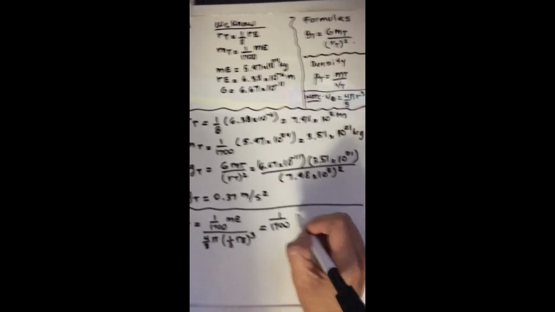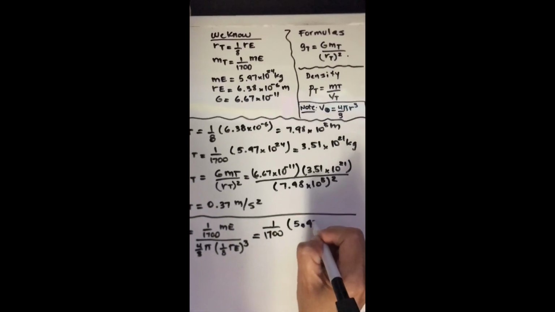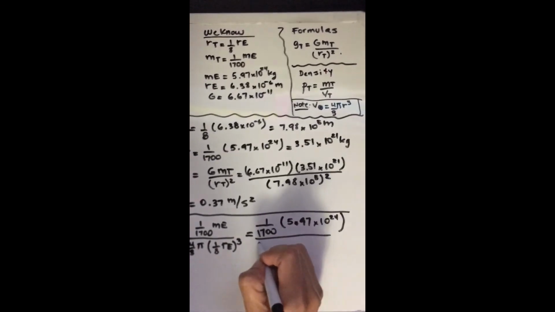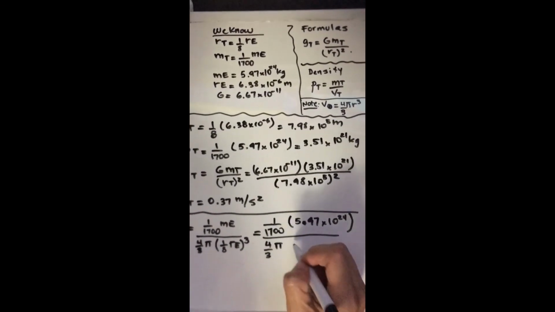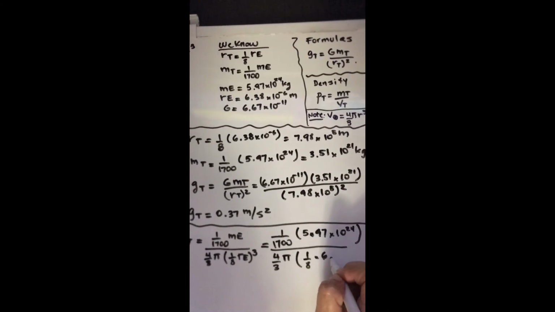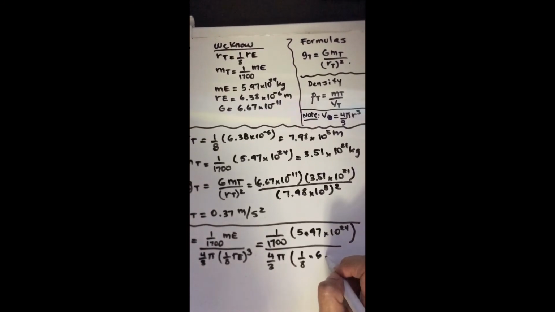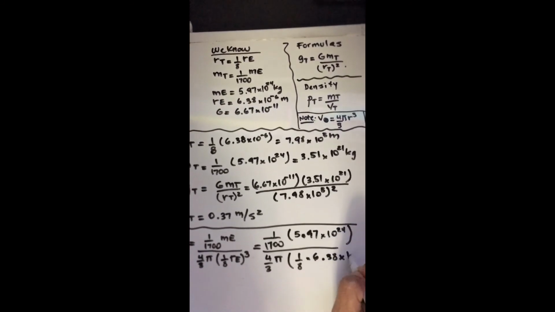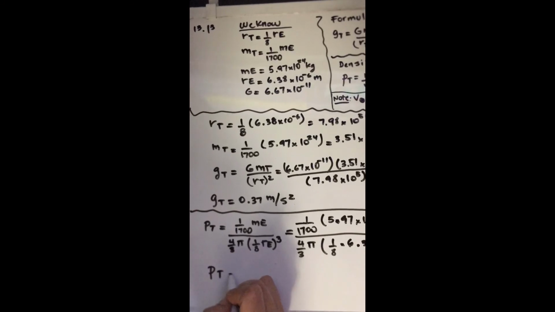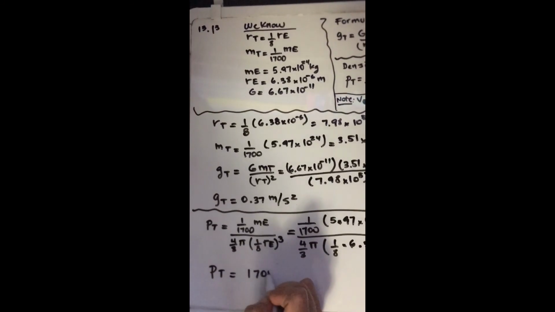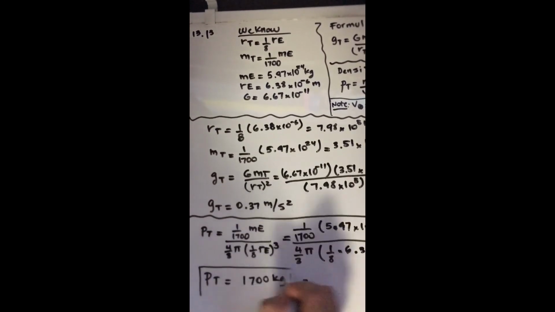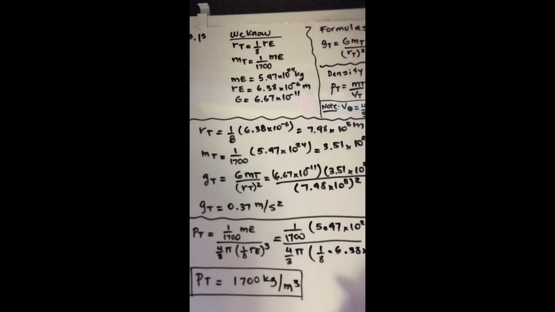1/1700 times 5.97 times 10 to the 24 over 4/3 of pi times 1/8 of the radius of Earth, which is 6.38 times 10 to the 6. And plugging this all in the calculator, you're gonna end up with 1700 kilograms per meter cubed, which is the density of Titania, and this is the last answer to the problem. Thank you.